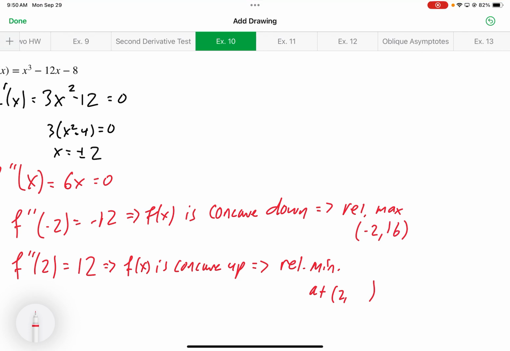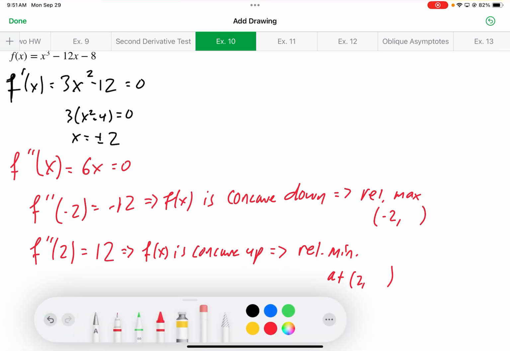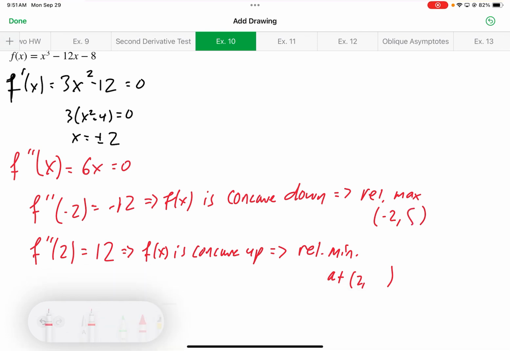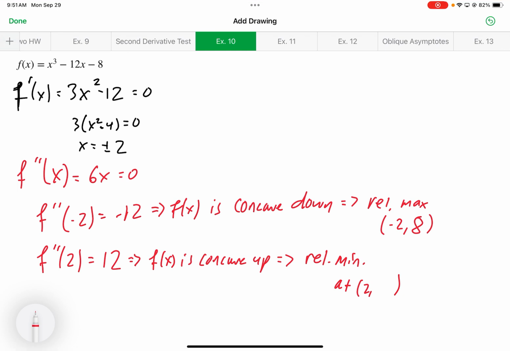No, that's not right. I made a mistake. It should be 8, right, because it's 16 minus 8. That's my bad. It should be 8. All right, let's try it again. If I plug in 2, cubed is 8, and then minus 8, those cancel out. So negative 12 times 2 is going to give us negative 24.